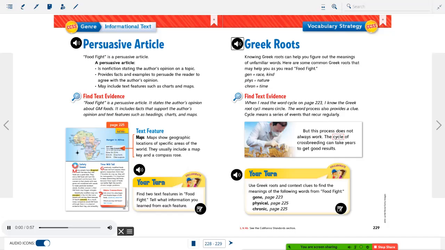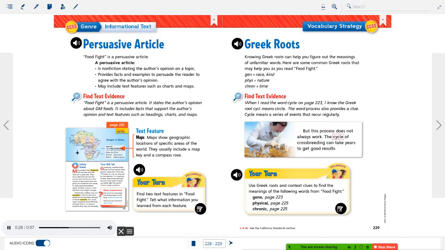Greek roots. Knowing Greek roots can help you figure out the meanings of unfamiliar words. Here are some common Greek roots that may help you as you read Food Fight. GEN equals race, kind. PHYS equals nature. CHRON equals time.